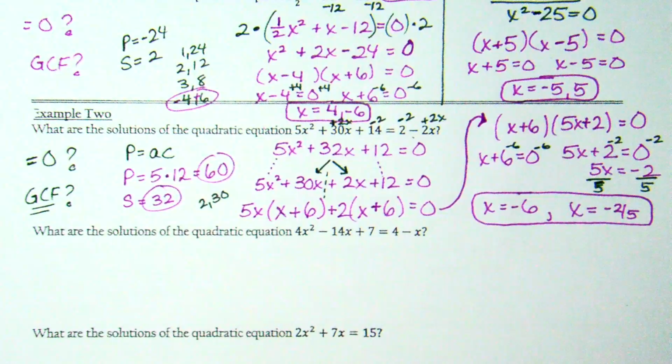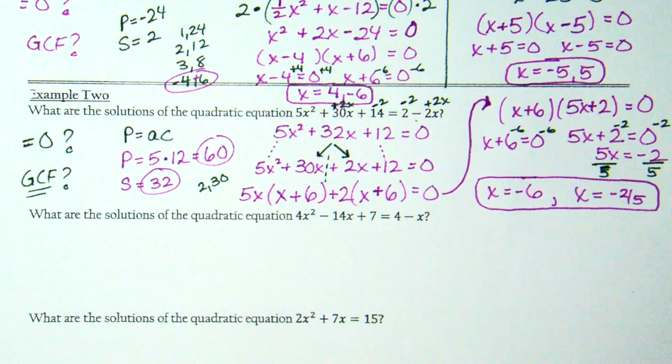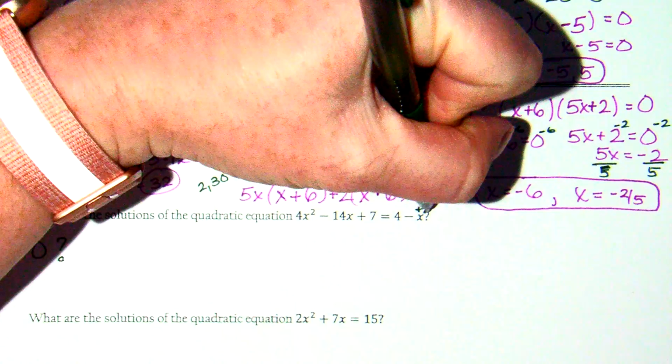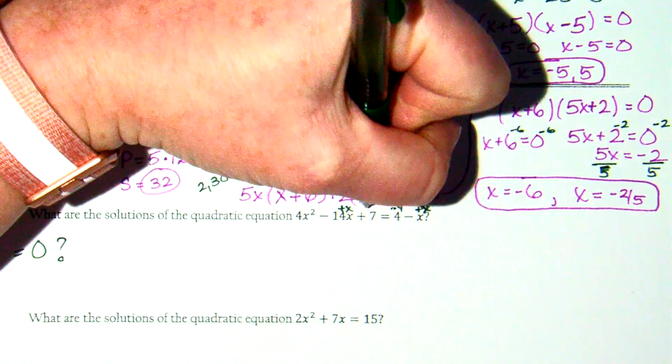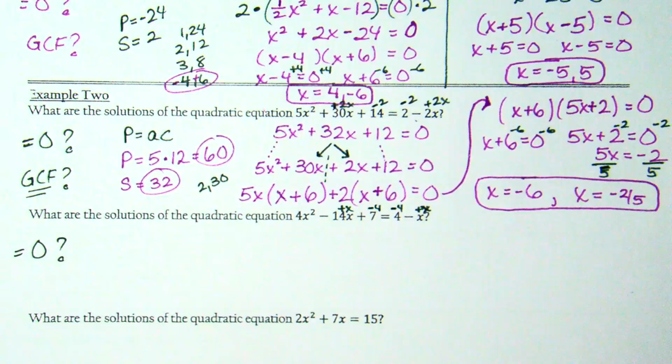So second example. 4x squared minus 14x plus 7 equals 4 minus x. Question 1. Does it equal 0? No. How do you want to make it equal 0? Okay, so to move a minus x, we're going to add x. That means I'm also adding x to the minus 14x. To move a 4, I'm going to subtract 4. And that means I'm subtracting 4 from 7.